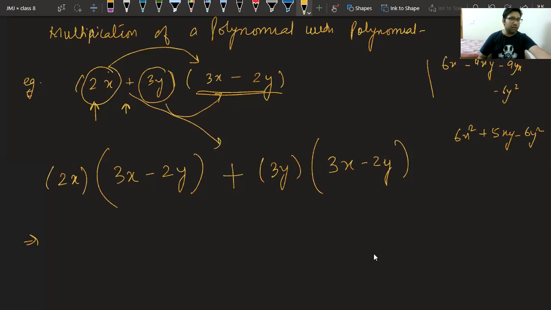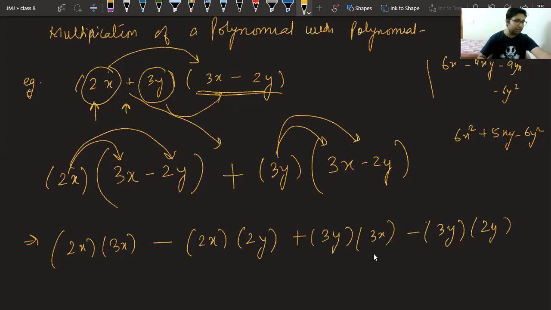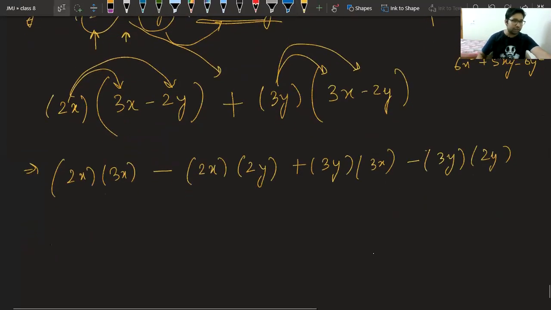Now it is easy. We have changed the question into monomial into polynomial now. Now again the same process, this 2x will multiply in this and this. Similarly, this 3y multiplies in these. So let us start: 2x into 3x, then a minus sign, again 2x into 2y, plus 3y into 3x, minus 3y into 2y. As simple as that. Now just solve it and you will get the answer.